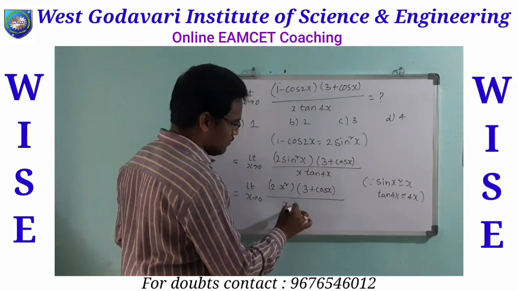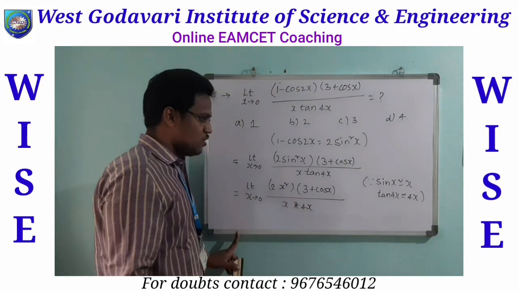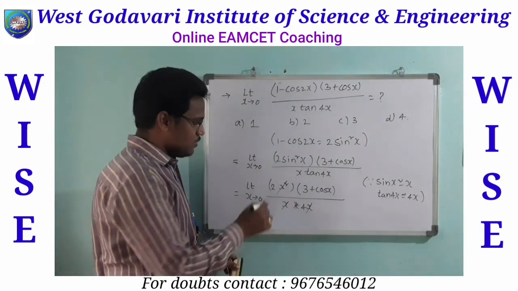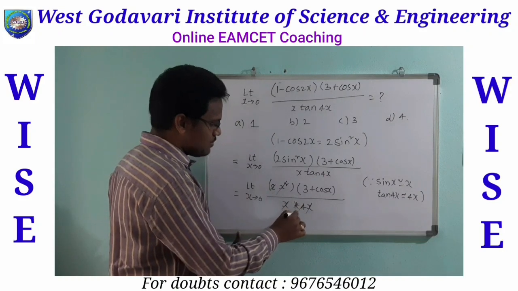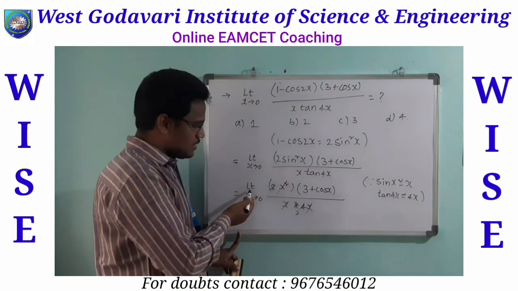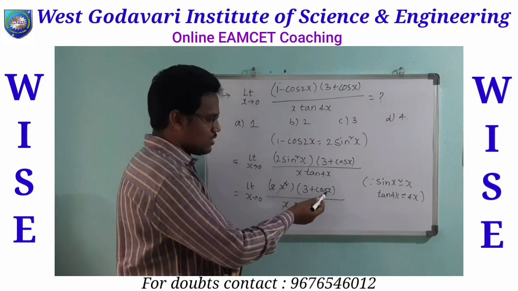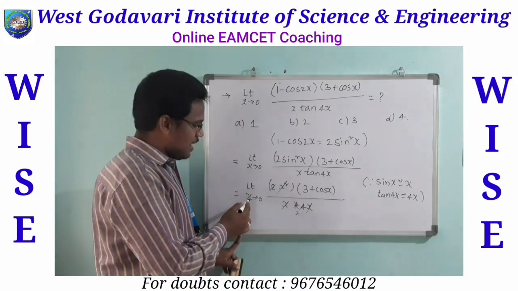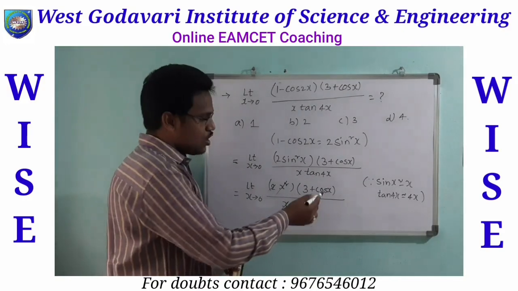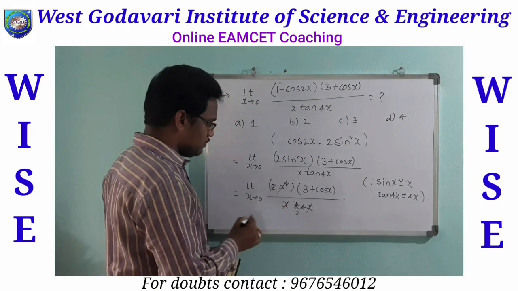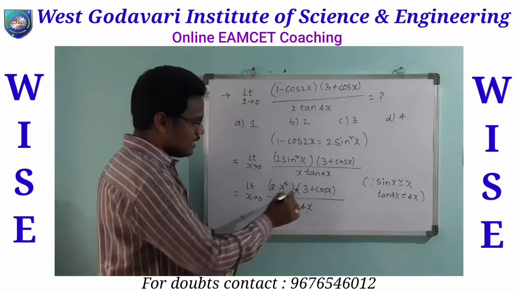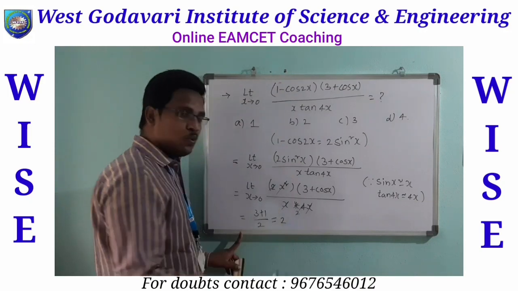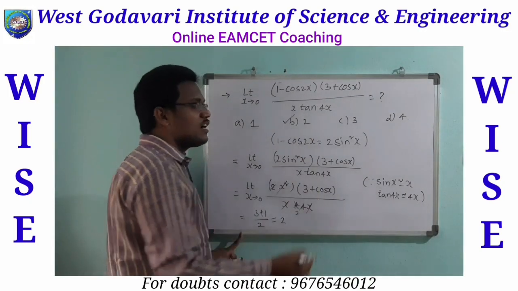So x into 4x. Here x square and x square cancel each other. So 2 and 4, the 2 times cancel each other. Finally the remaining term is limit x tends to 0, 3 plus cos x by 2. But we know that limit x tends to 0, substitute x value 0 in the cos x. Cos 0 is equal to 1. So the answer becomes 3 plus 1 by 2, that is equal to 2. So here it is the right answer for this question.